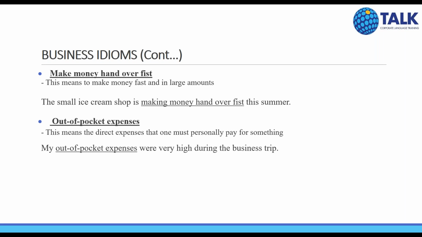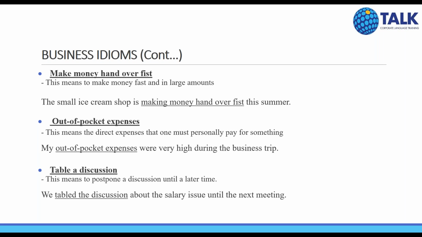Very appropriate for a business environment. I've often used this as a way to describe how somebody would be personally paying for something that the business did not pay for or reimburse you for. So my out-of-pocket expenses were very high during the business trip. So in other words, he didn't get or she didn't get paid back for a lot of the expenses that were incurred or that this person incurred on their own.